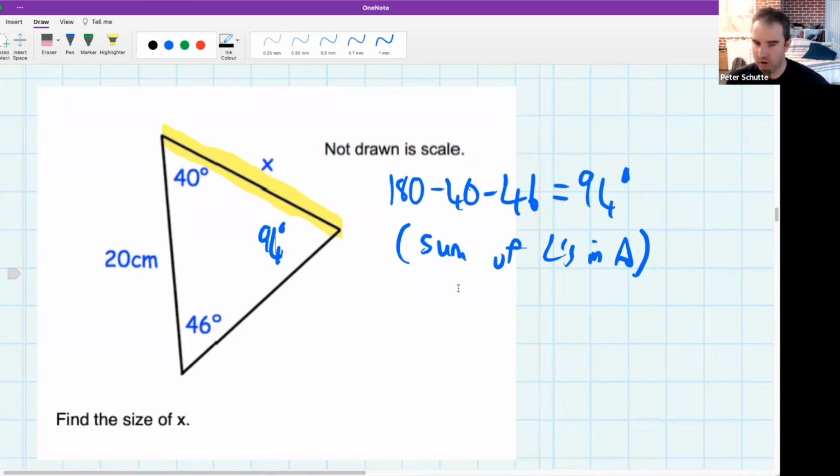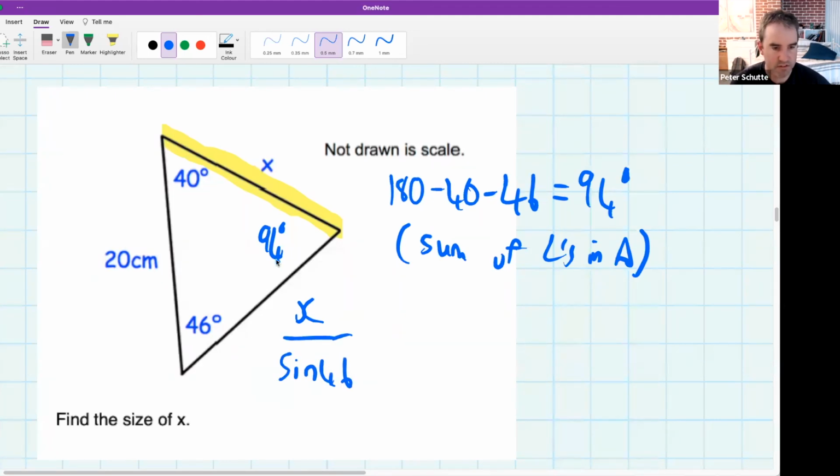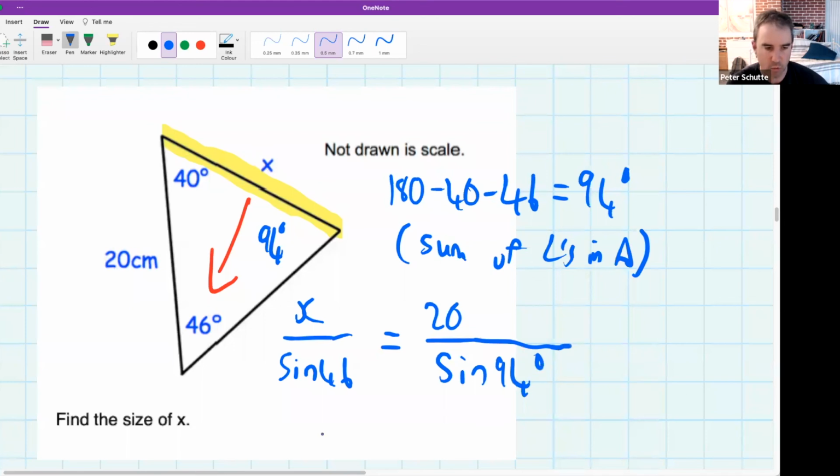Okay, so let's see. What is the answer for this question now? I want to see in the chat. So since William's helped me with that angle, I'm going to write, I want X. So I'm going to write that down first. Now what's opposite the X? It's the 46. So the sine of 46 over here. And then we're going to get the side 20 over the sine of 94. And that's why we had to do that hard work with William before we could answer the question.